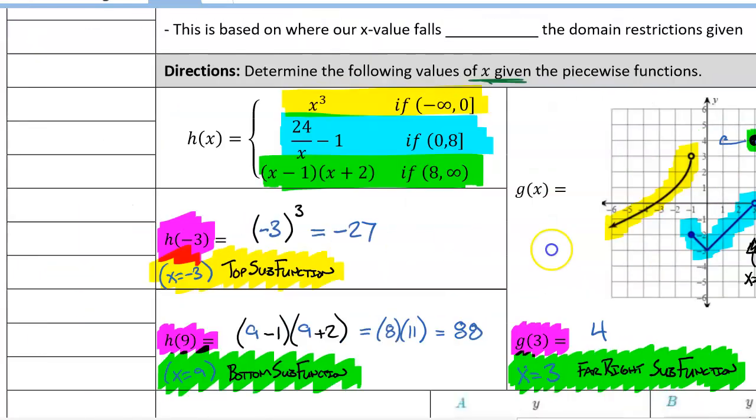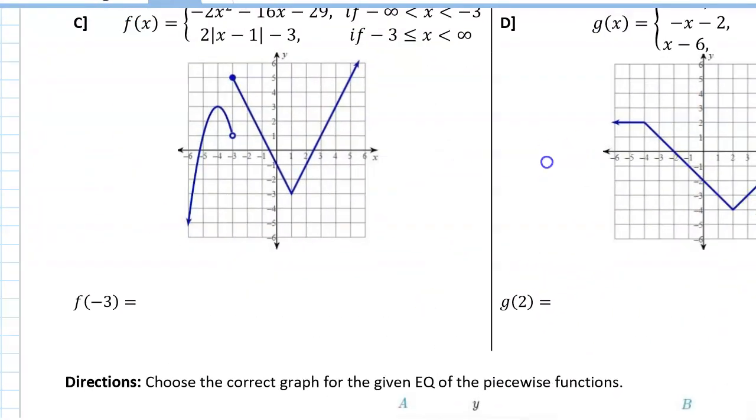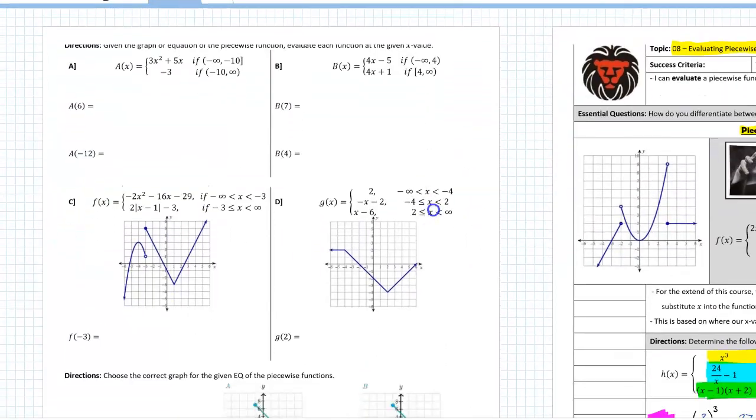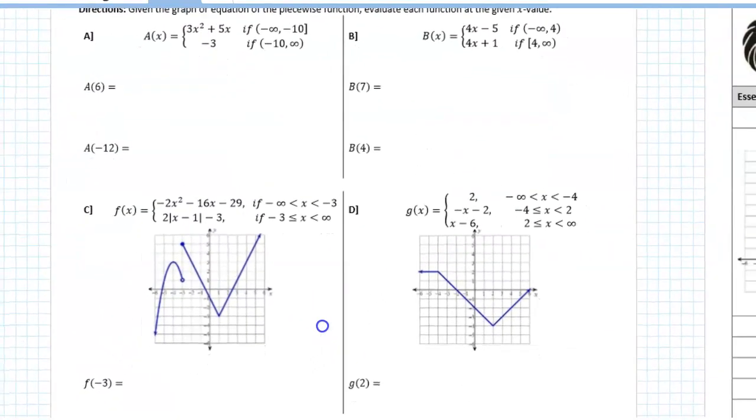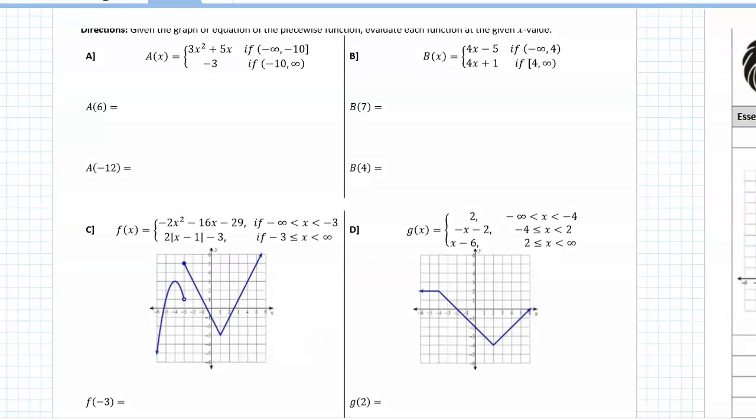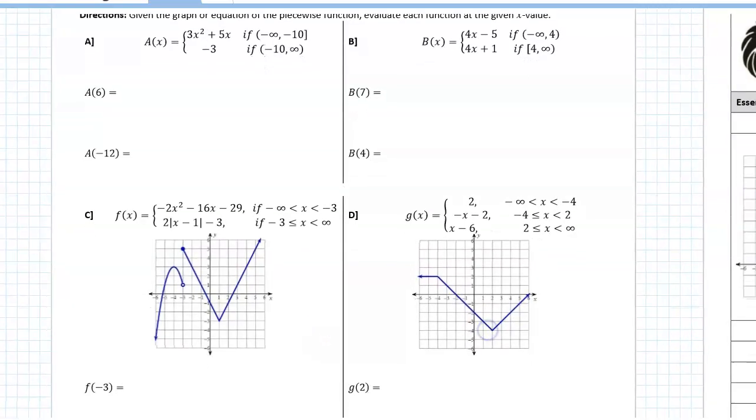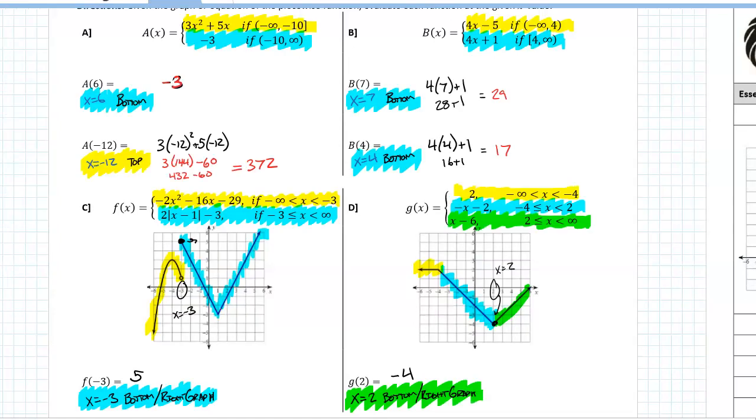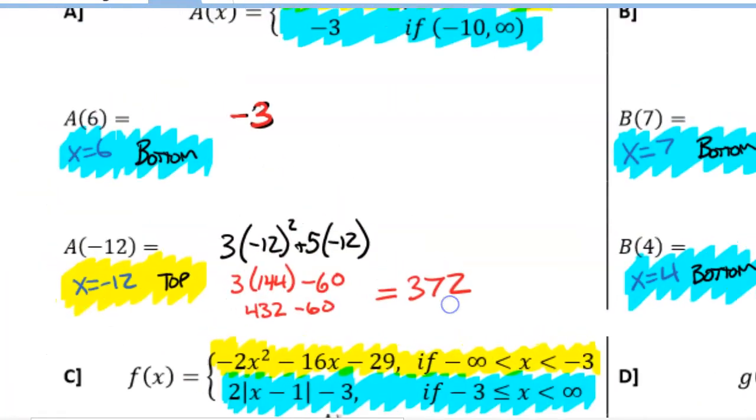Let's jump over to the left-hand side and give examples A, B, C, and D a try here. Pause the video for a moment and see if you can come up with the answers for this. Answers will appear in 3, 2, and 1. Here are the answers. Zooming in a bit.